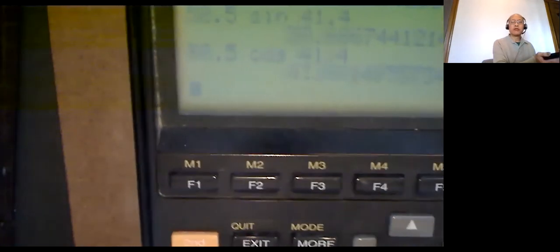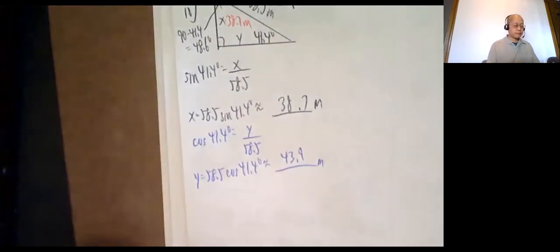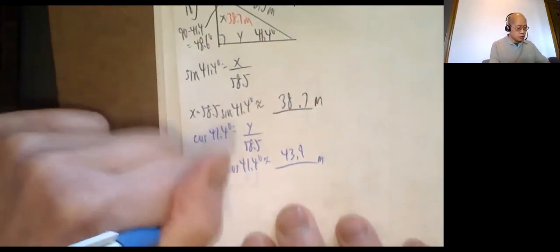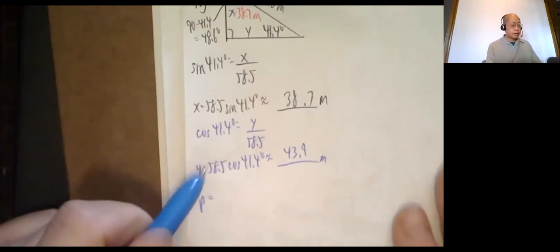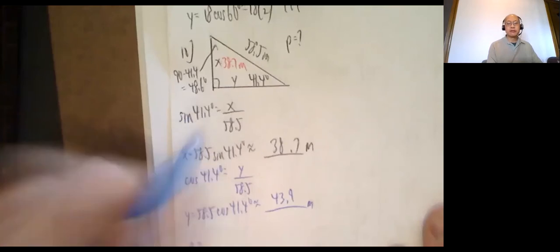58.5, cosine 41.4, 43.9. All right, so perimeter. This person wants to put a fence here, here, and here. So I just add them all up now.